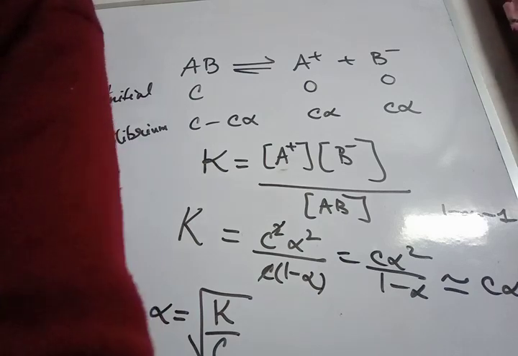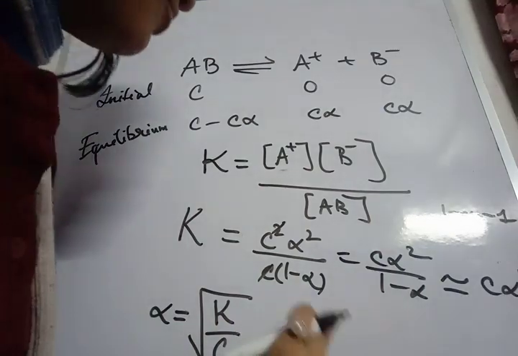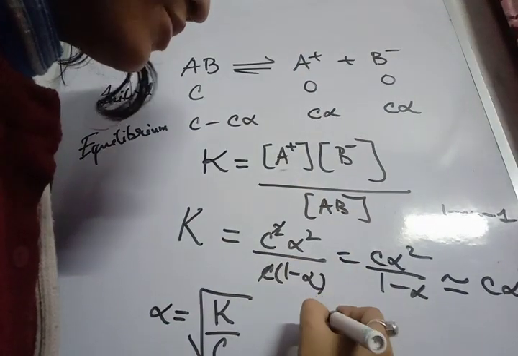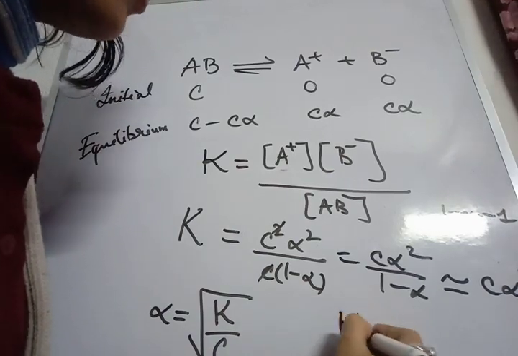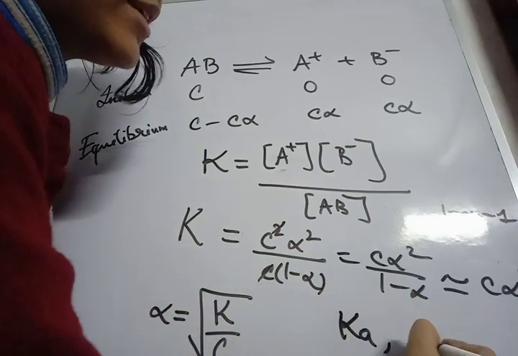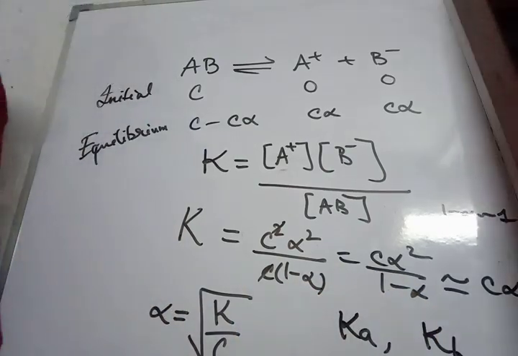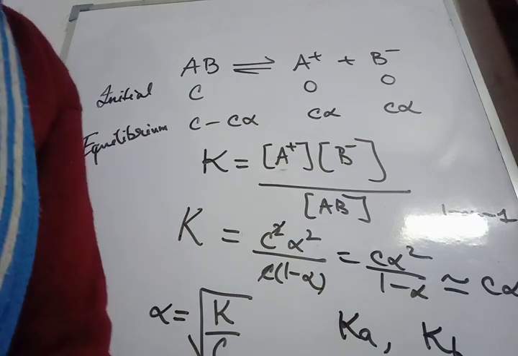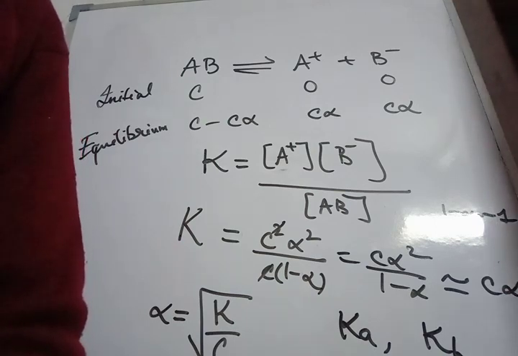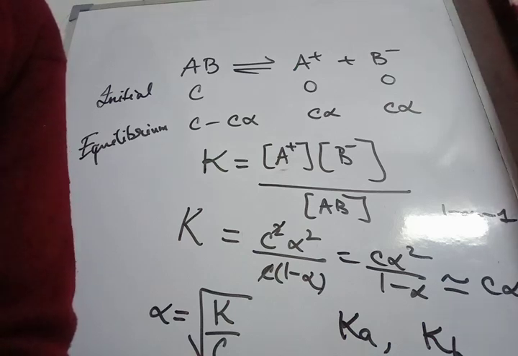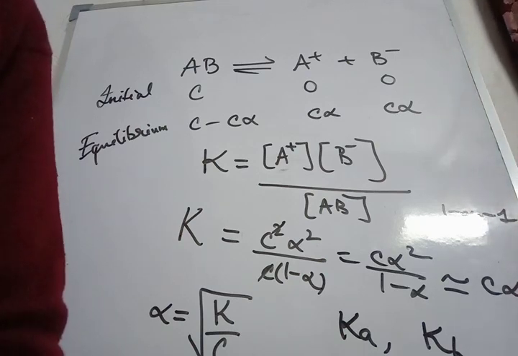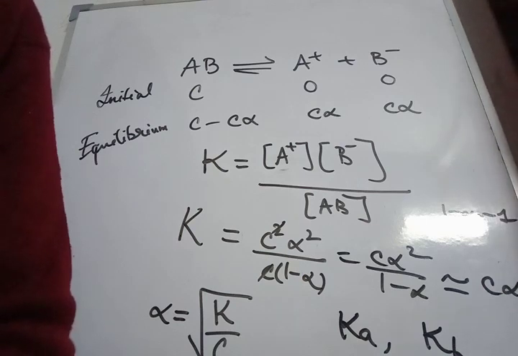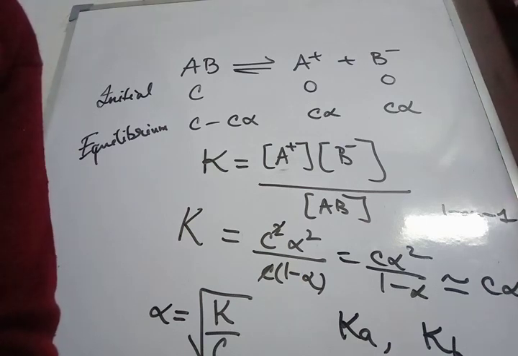Now if a weak acid is involved, then this K is represented as Ka for weak acids. If a weak base is involved, then this K is represented as Kb. Now the importance of Ostwald's dilution law: it is applicable to weak electrolytes only and is very useful in the calculation of the dissociation constant of weak acids and weak bases from degree of dissociation, right? So it is applied only for the weak electrolytes.